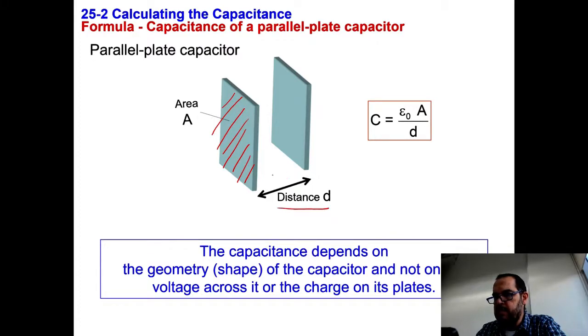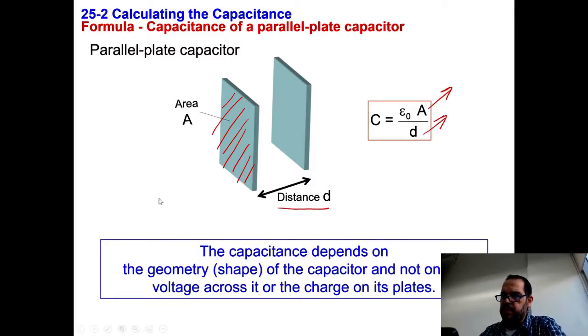So this distance can be filled with air, vacuum, or another insulating material, another dielectric. And we will see that when we change the dielectric from air to something else, the capacitance will change. Okay, so the capacitance depends on the geometry. It depends on the area. As the area increases, the capacitance increases, but it also depends on the separation between the plates. And notice, as the separation between the plates increases, the capacitance decreases.